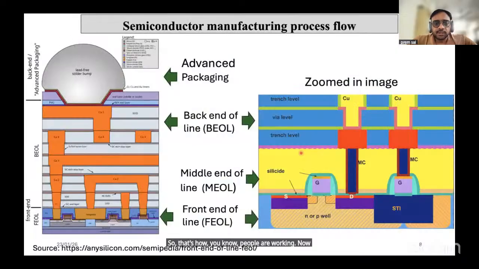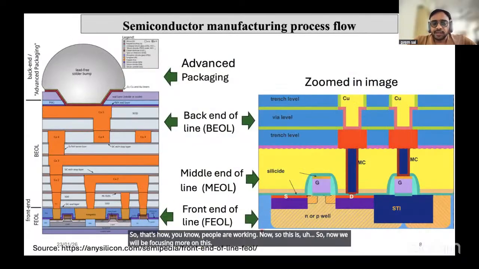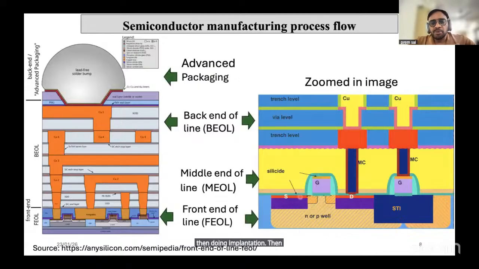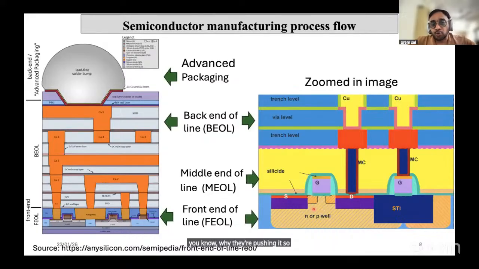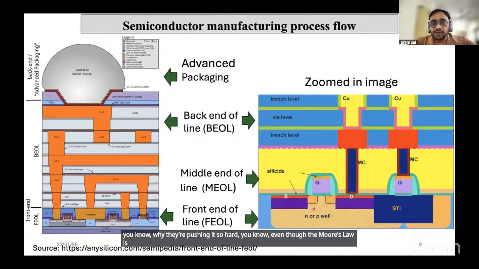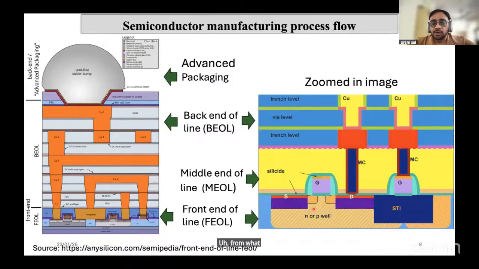So now we will be focusing more on front end of line: taking the substrate, cleaning it, doing implantation, till the making of the metal. We call it the front end of line, right? So why do we need to drive that, why are they pushing it so hard, even though Moore's law is deviating from what Gordon Moore predicted, but still we are pushing.